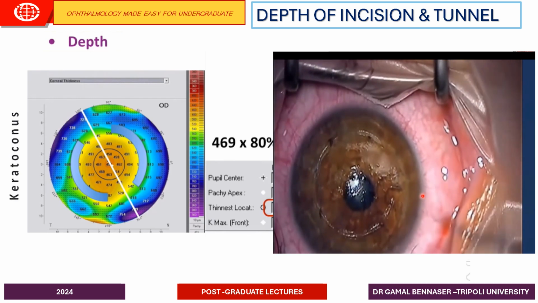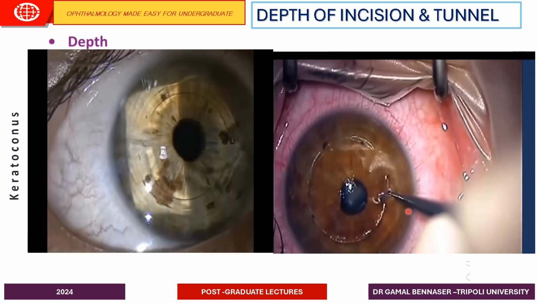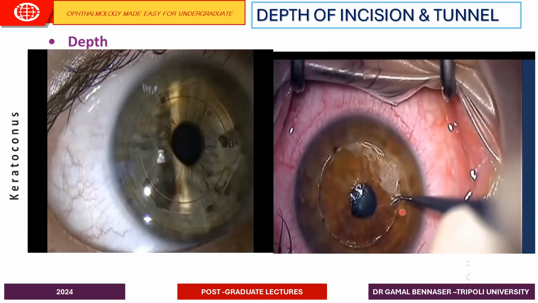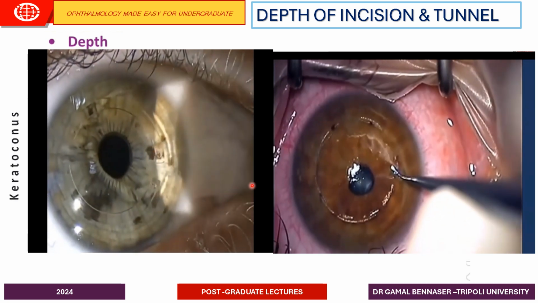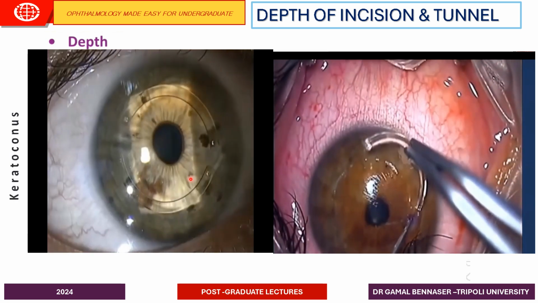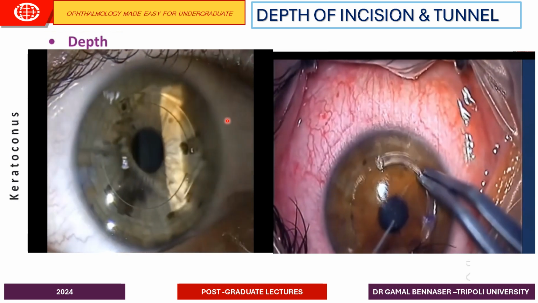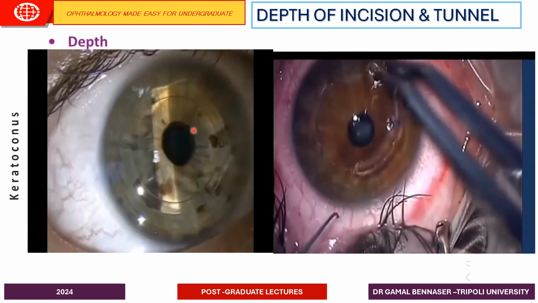And after the tunnel has been created, now we use the dissector to facilitate the entrance of the intracorneal rings. And here, post-operatively, you can see the patient very clearly implanted. This is not the same patient, this is another patient, but you can see clearly the rings are concentric around the pupil.